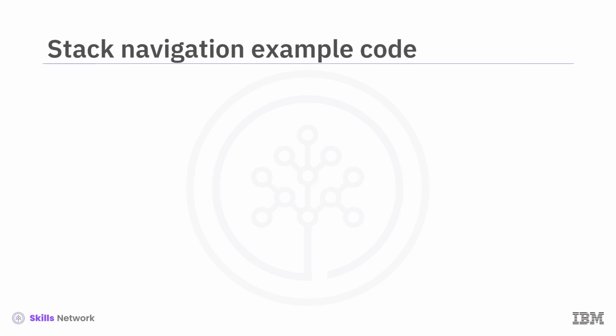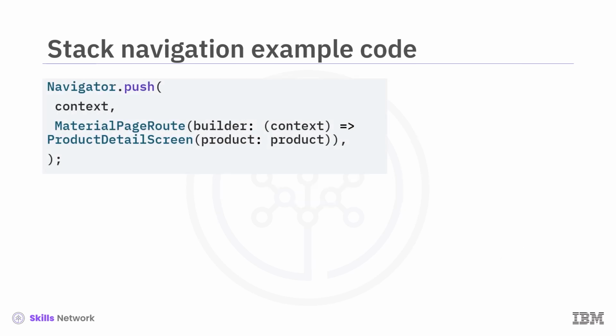Now, let's examine how the code might appear. This Dart code tells a Flutter app to navigate to a new screen. The code uses Navigator.push to add a route to the navigation stack and display the product detail screen. The MaterialPageRoute is created with a builder function that constructs the product detail screen widget, passing it a product object from the current context.